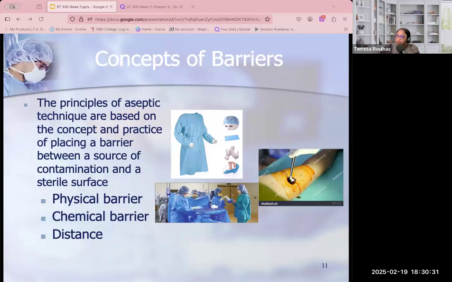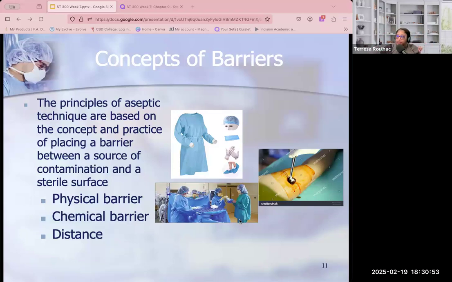I come over here and I put up this chemical barrier right here, right? Our antiseptics, our disinfectants. We're trying to reduce or eliminate. Remember, skin cannot be sterile. So we're trying to reduce or eliminate as many microorganisms from surfaces, providing an added layer of protection.